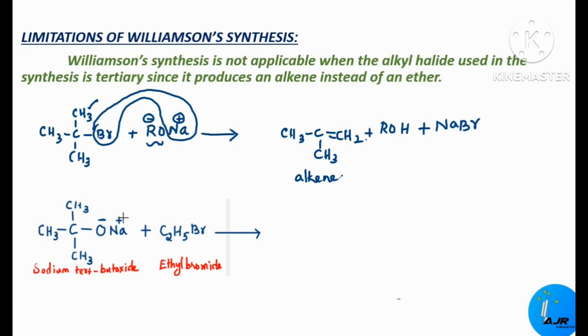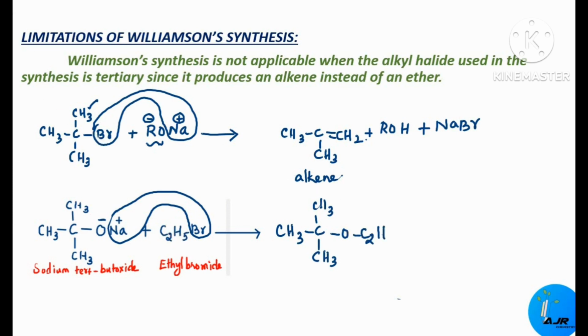The sodium bromide is removed, and we'll get the ether CH3, C, CH3, CH3, O, then you write the rest, C2H5. So this is a mixed ether. What's the name of this compound? Ethyl tertiary butyl ether. Ethyl tertiary butyl ether.